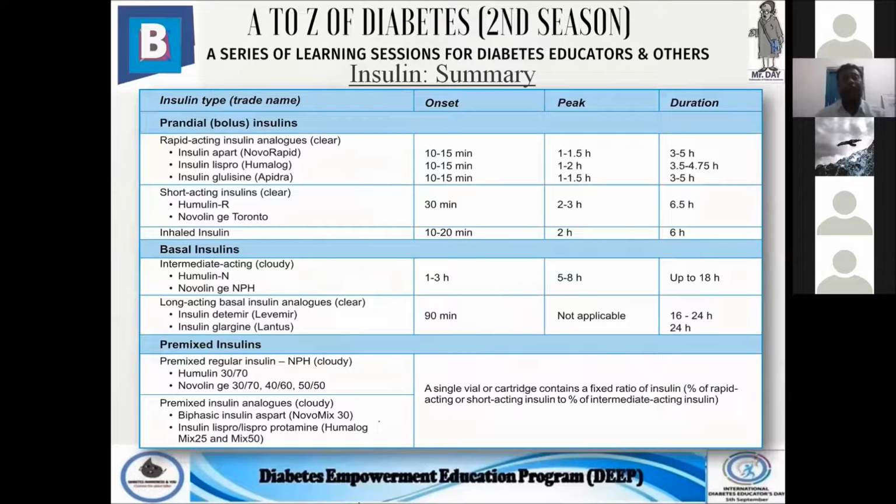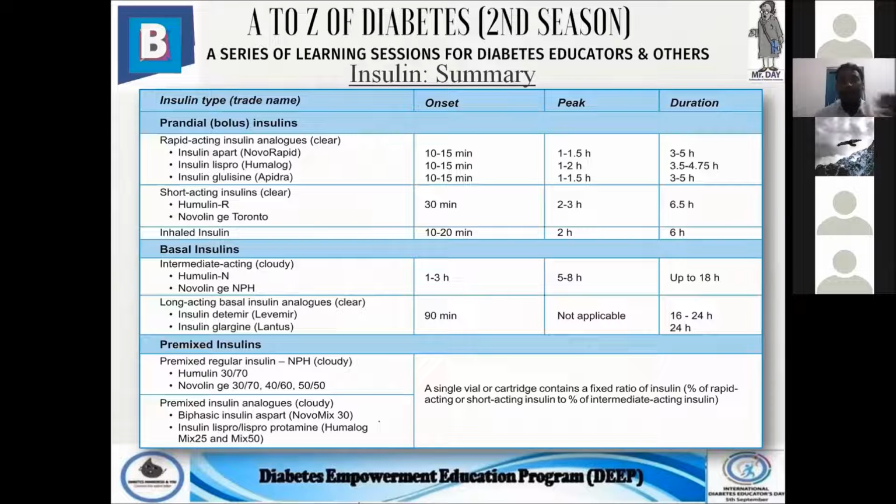And this is the summary of the insulin. Prandial insulin, that is rapid acting insulin analogues, insulin aspart, insulin lispro, insulin glulisine. Time of onset is 10 to 15 minutes. Peak is between 1 to 1.5 hours, and duration is between 3 to 5 hours for all types of rapid acting insulin. For human short acting insulin, the onset of action is within 30 minutes.